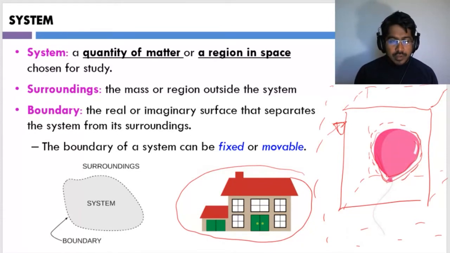Okay, so the definition of boundary: the real or imaginary surface that separates the system from its surroundings. Right, now you can see it's not necessarily a real or physical boundary. It can be an imaginary one, as we discussed with the cube, right? So I believe we are clear about system and surroundings and how to define a boundary. Any questions on that one? Or are we perfectly getting it as of now? Are we good? Perfect.